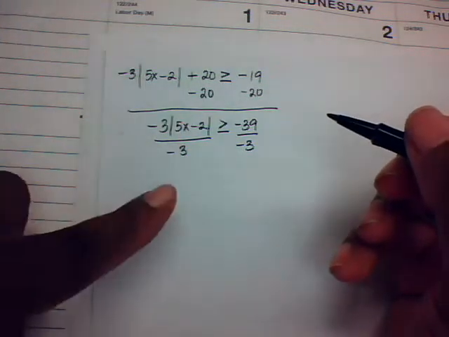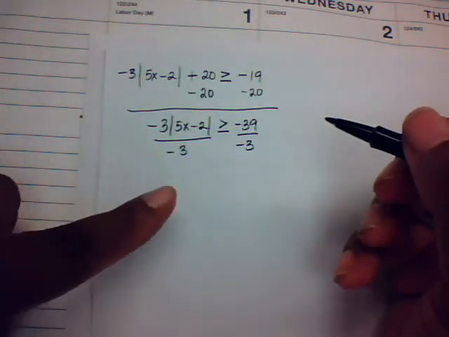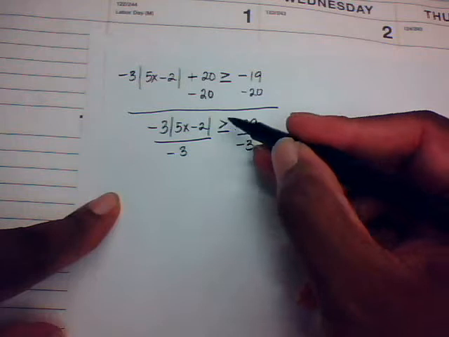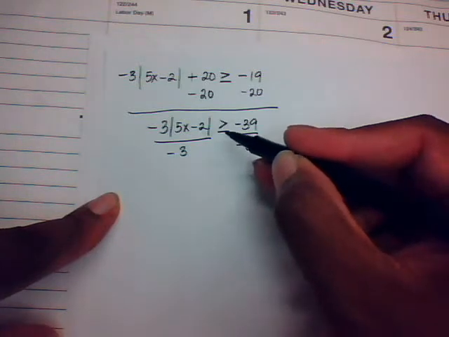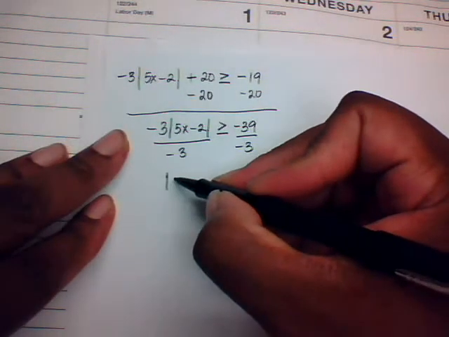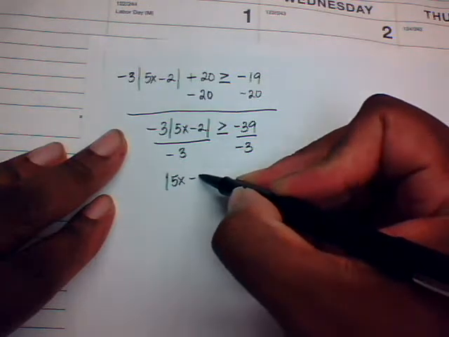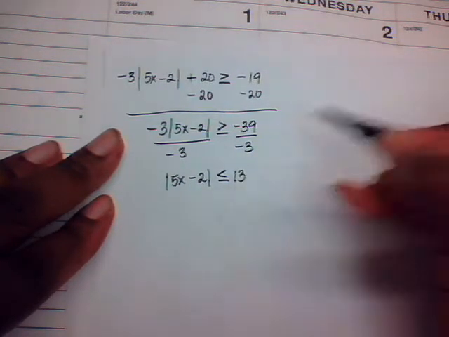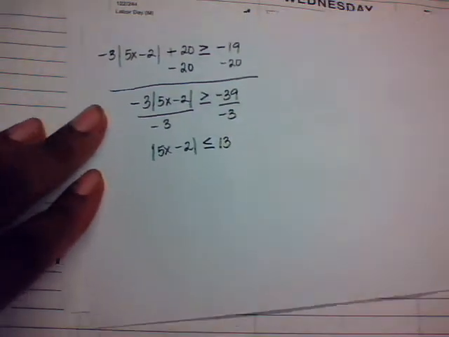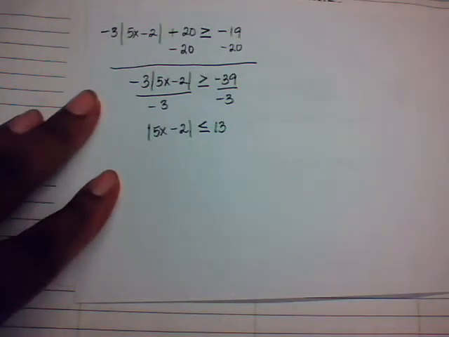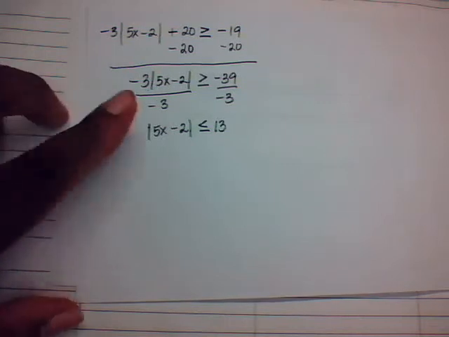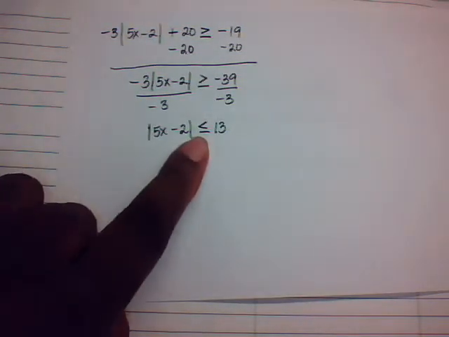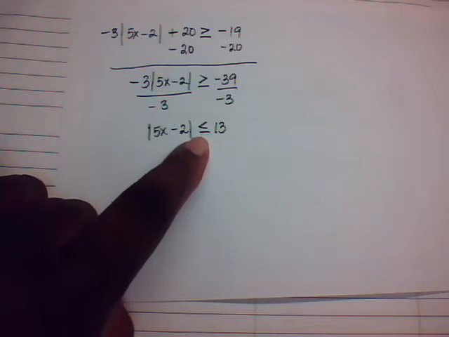Now when we divide both sides by a negative number in an inequality, this changes from greater than or equal to, to less than or equal to. So now you're going to have the absolute value of 5x minus 2 is less than or equal to 13. Okay, now we're going to look at our inequality symbol to determine how we're going to write this. It's less than or equal to.